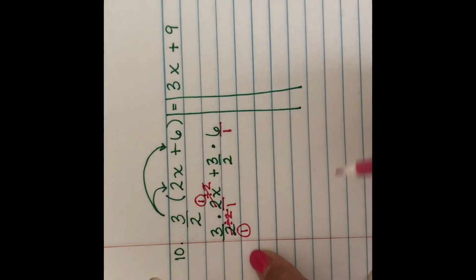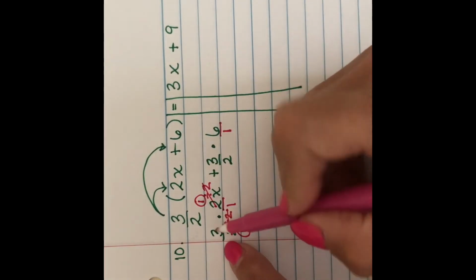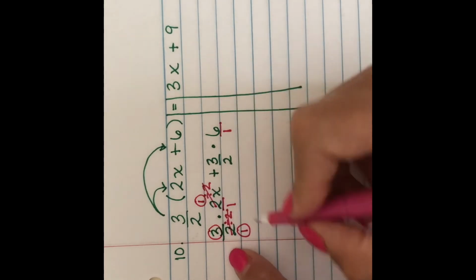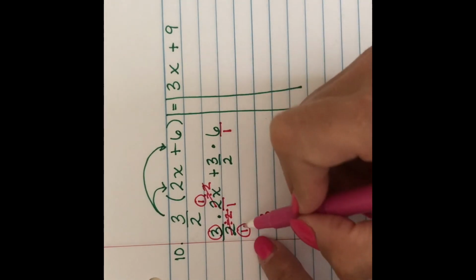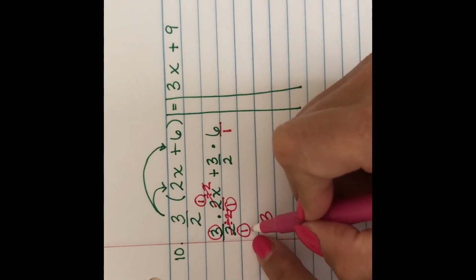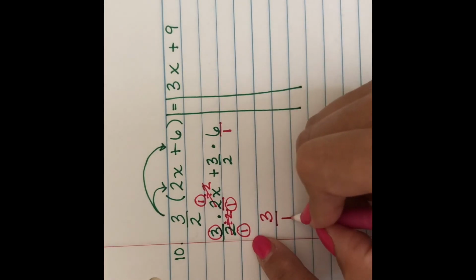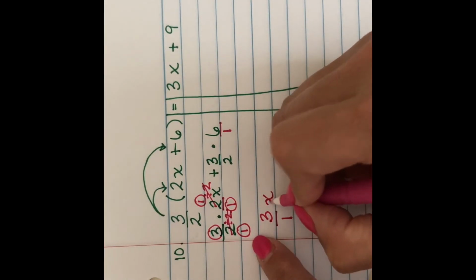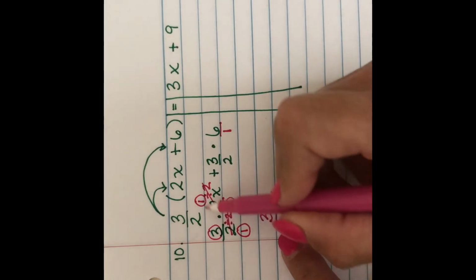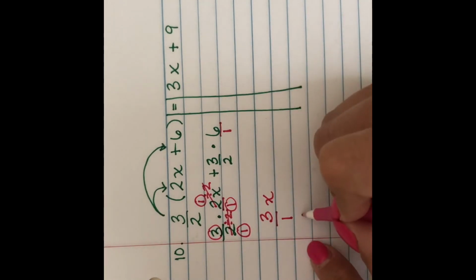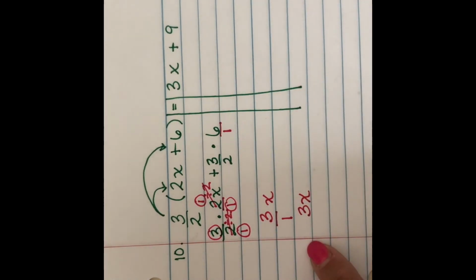So now I'm going to multiply the numbers I have left. I have 3 times 1, which is 3 on the bottom. My denominators are 1. 1 times 1 is 1. That x is still there. So here I got 3 over 1x, which is the same as just 3x.